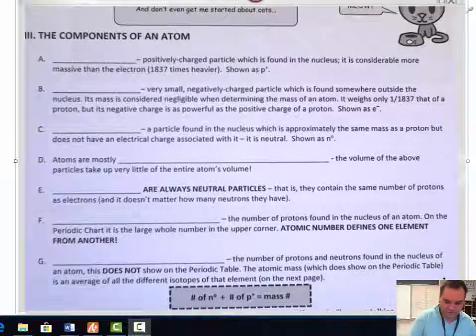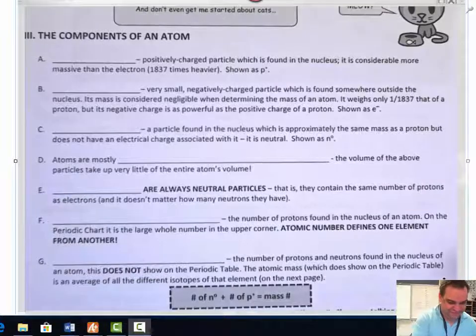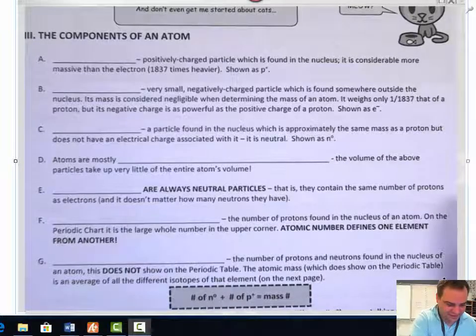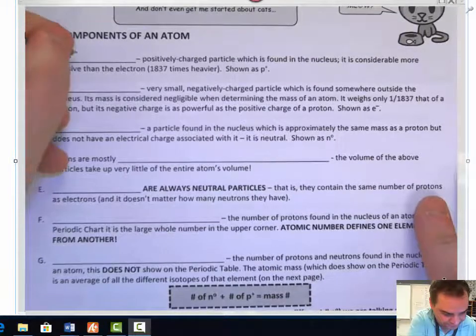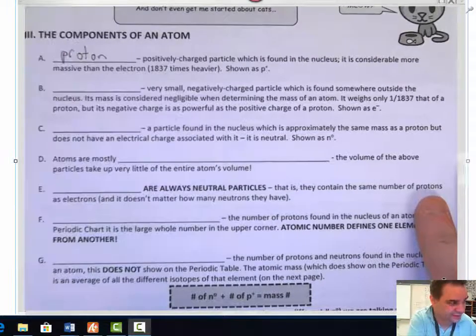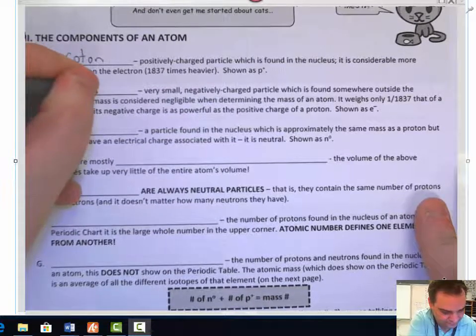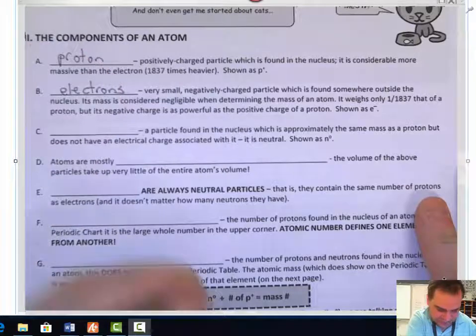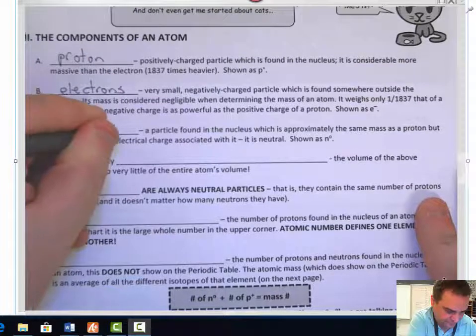Okay, Mr. Harridan here. We're going to go over the components of an atom. There are three basic components of an atom: protons, electrons, and neutrons.